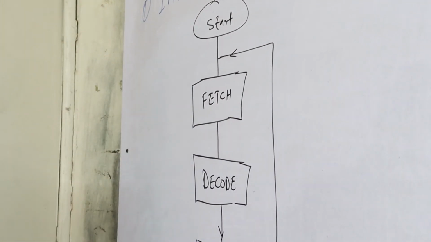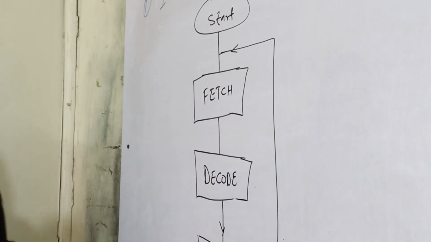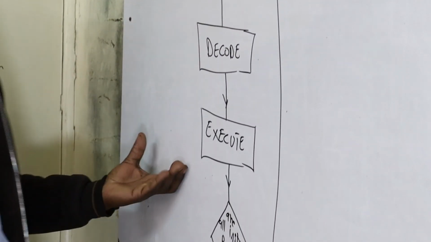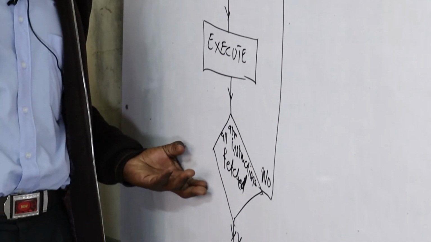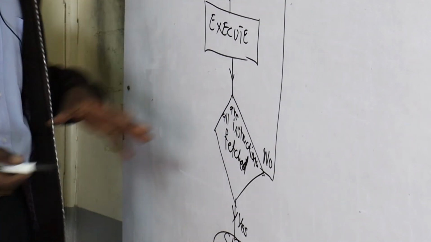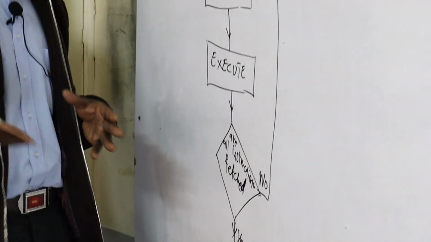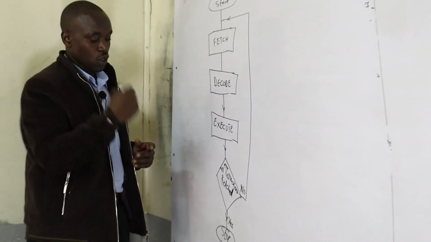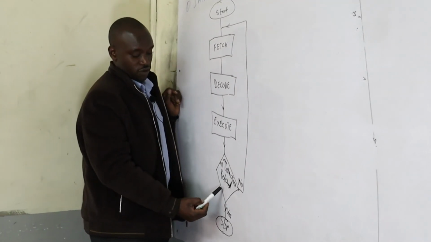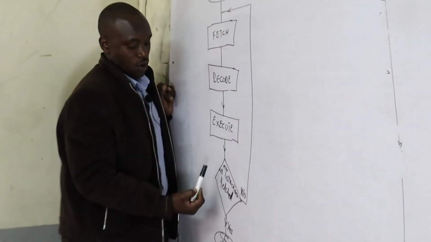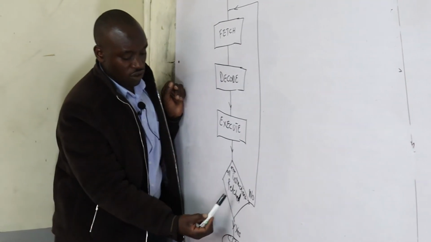But if it was only one instruction, then I would have said fetch, decode, execute, then you stop. But because we have agreed that most of the time we don't fetch only one instruction, what we do is fetch one instruction, decode or interpret, execute, then we ask ourselves, are all instructions fetched from memory?